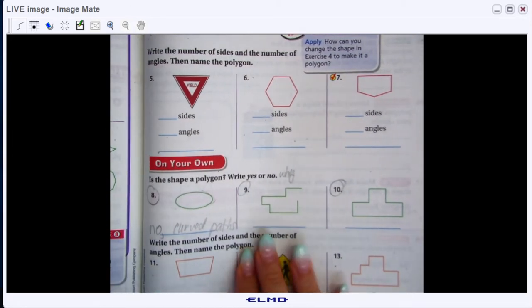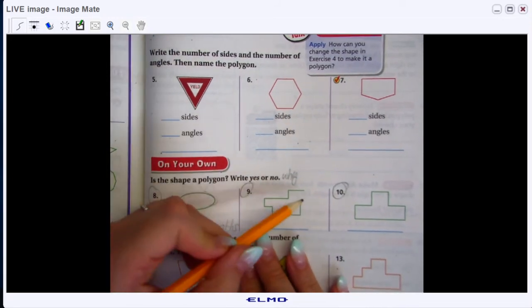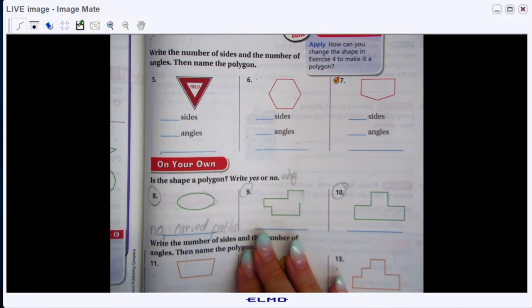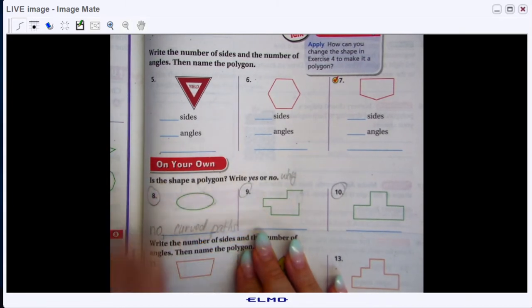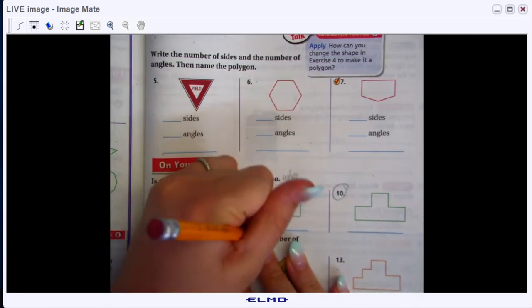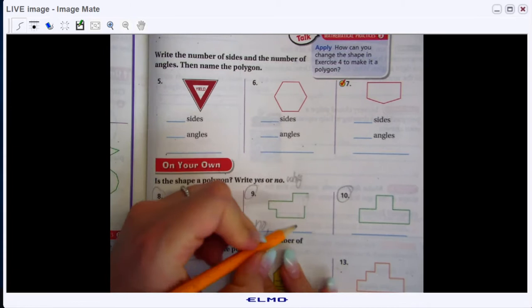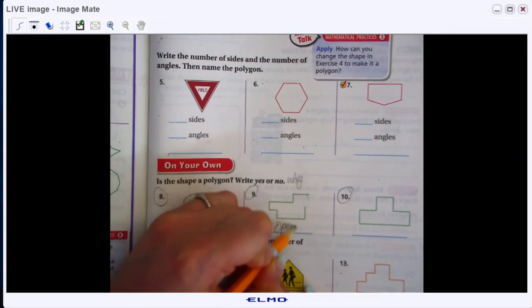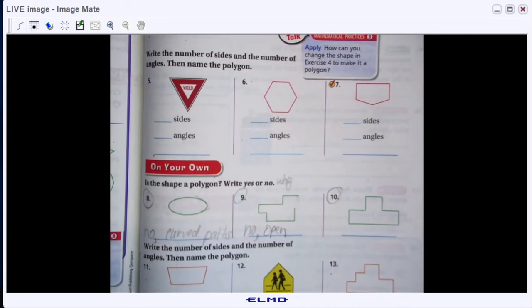Number 9. Is this shape a polygon? Is it closed? Nope. There's a little space here. Okay. Is it made up of line segments? Yeah. But the fact that it's not closed automatically disqualifies it as a polygon. So we're going to say no because why? It's open and not closed.